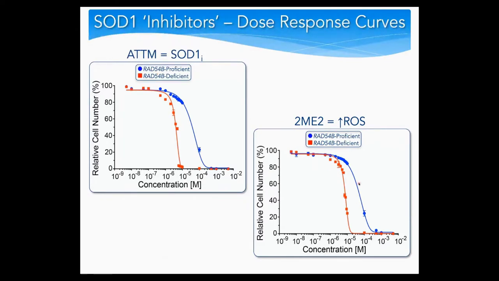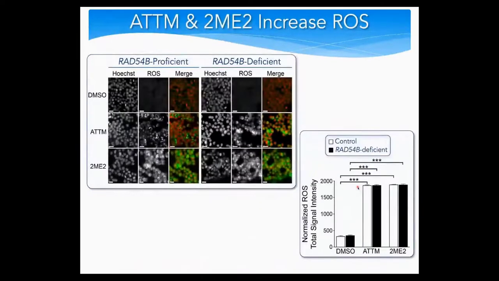You can see that the red lines, the deficient cells, are hypersensitive relative to the Rad54B proficient cells, and that a therapeutic window does indeed open up. So that really allowed Suggest to go on and characterize that initial working model.